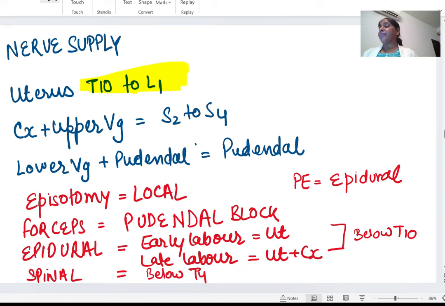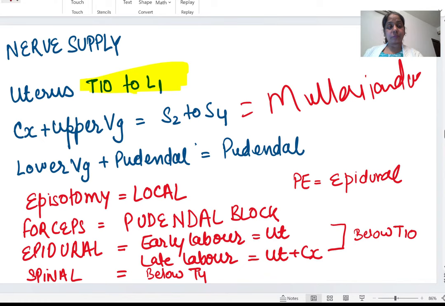They both originate from the Mullerian duct, so they have the same nerve supply. For the cervix and upper vagina, write S2 to S4. The lower vagina and perineal region are both from the urogenital sinus, so the lower supply is the pudendal nerve. Very good, pudendal nerve.